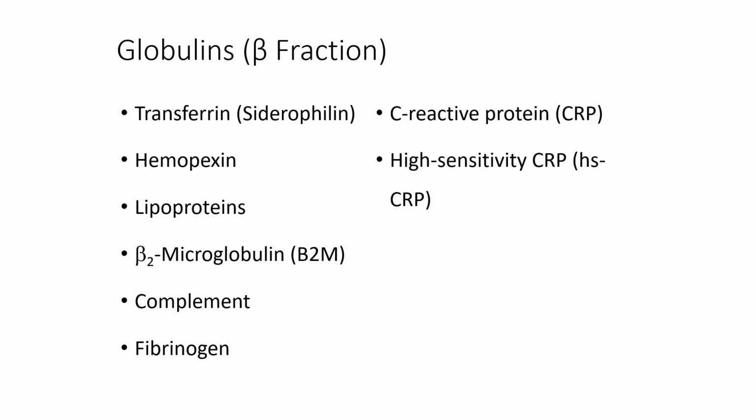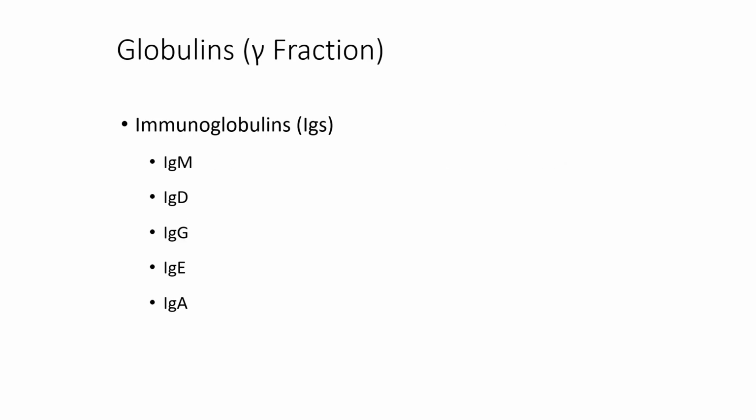The beta fraction is pretty extensive, so you can read through this list: transferrin, hemopexin, lipoproteins, microglobulin, complement, fibrinogen, C-reactive protein, and high sensitivity C-reactive protein. And then the immunoglobulins. In the gamma fraction, these are our antibodies: IgM, D, G, E, and A.